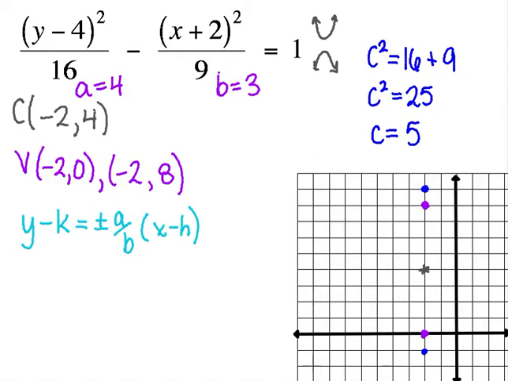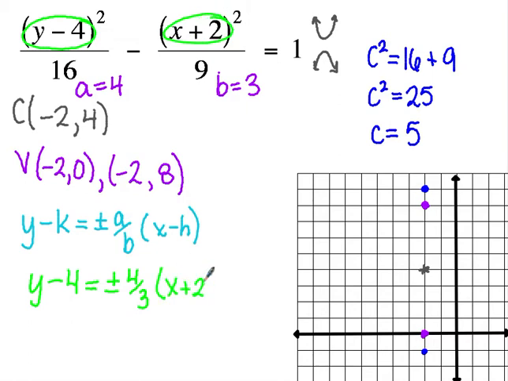So, y minus k is y minus 4. If you get confused as to what to write, just look up here at what's in the parentheses. That's the easy way. Equals plus or minus, what's a over b? 4 over 3. And then once again, to find the parentheses, you just plug in x plus 2. There's your equation. That's the answer. That's the equation for the asymptote.